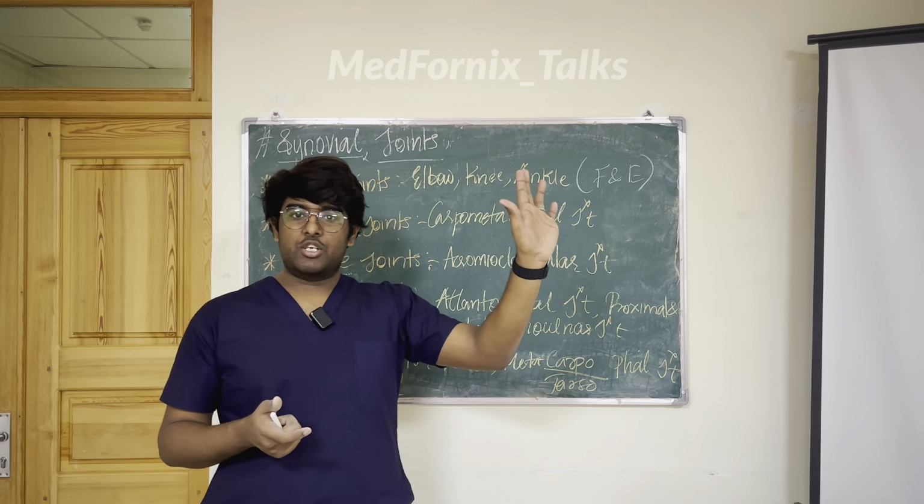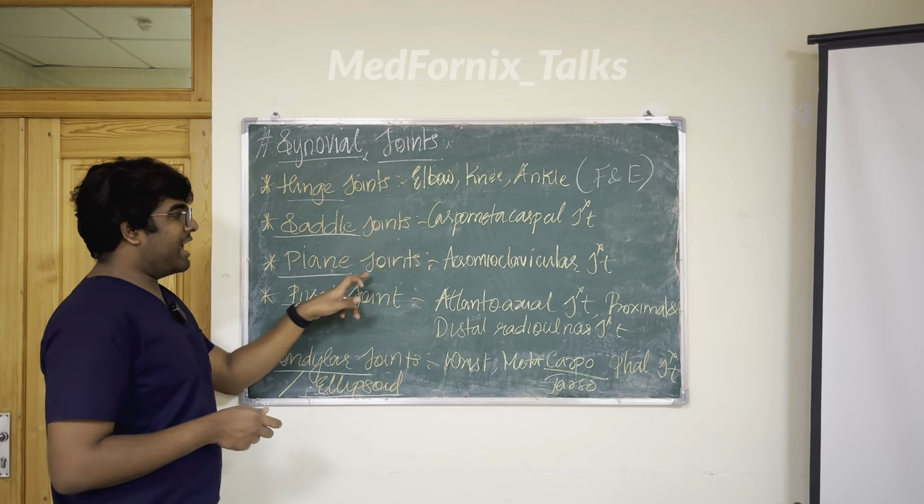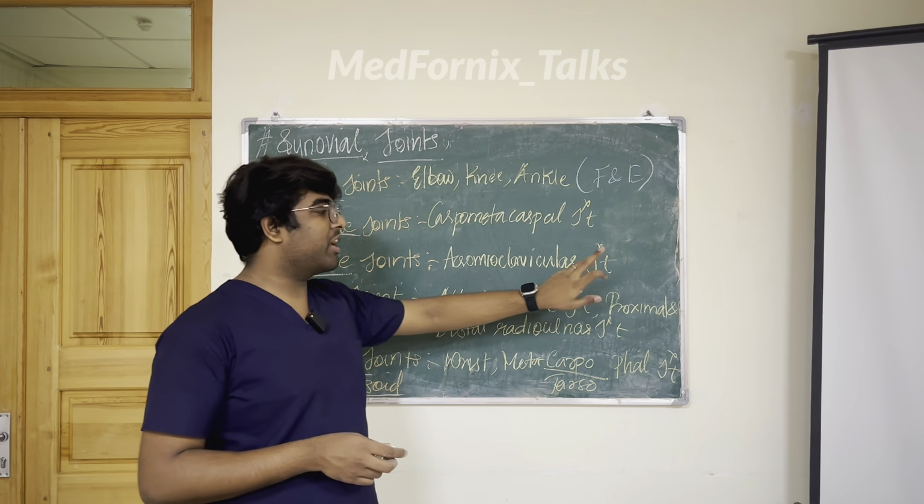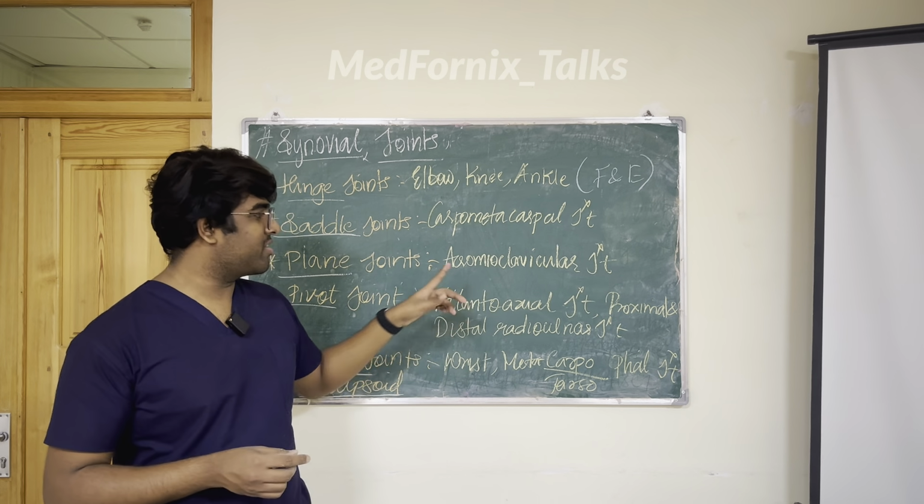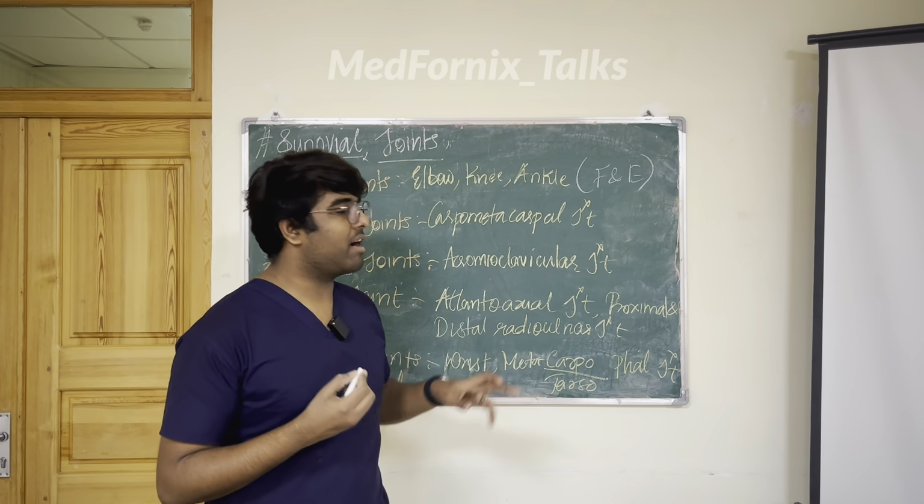These are saddle joints. Then the next one is plane joints. They are seen in the acromioclavicular joint. The acromion process is seen in the scapula and the clavicle here.